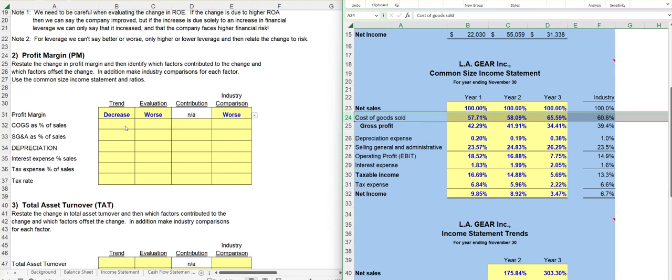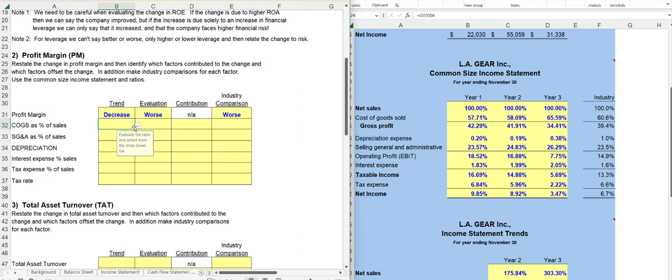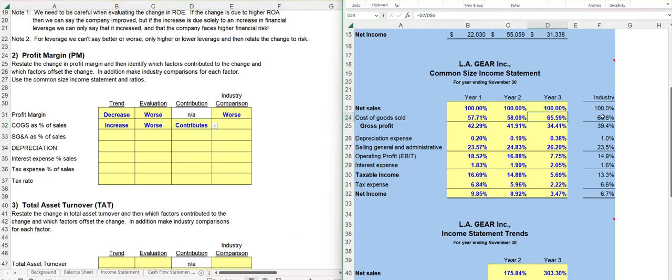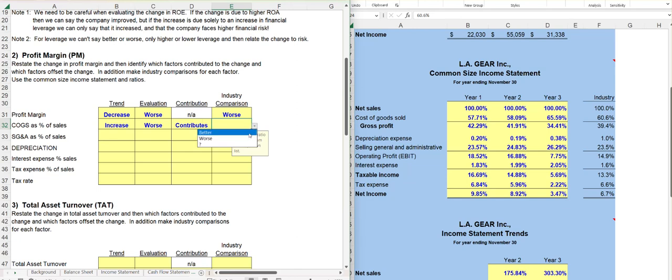Let's take a look at cost of goods sold. We were at 57 cents in cost for every dollar in sales. That has now increased to 65%. So cost of goods sold has increased, which, when our expenses go up, is worse. And that has contributed to our declining profit margin. And at 65 cents on the dollar, we are worse than the industry average of 60.6 cents on the dollar.